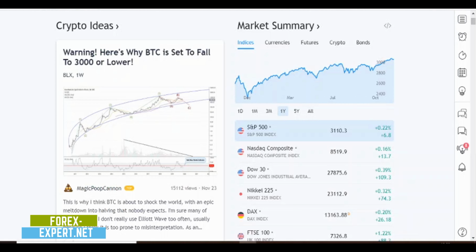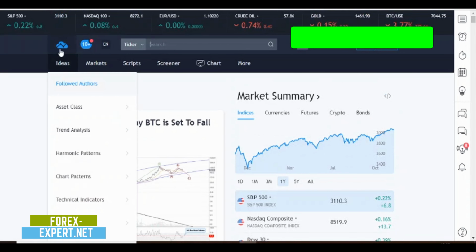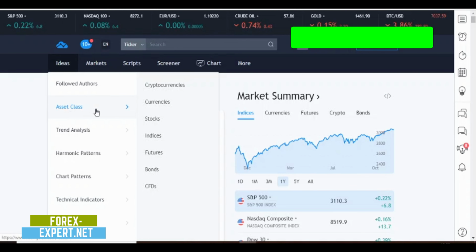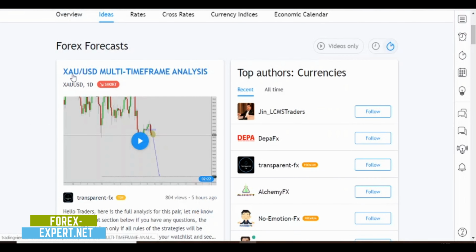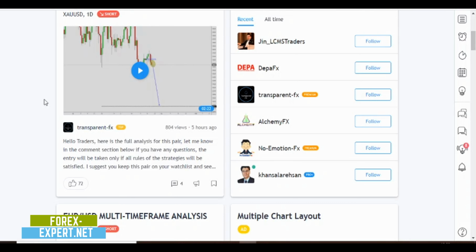My third way is on tradingview.com. If you go here on ideas and click on asset class and on currencies, let's suppose you are a forex trader, then you will find other traders' ideas. I don't suggest you copy other people's trades, but you will find many interesting points of view. Make your analysis first, and then according to your strategy and rules, decide whether to enter or not.